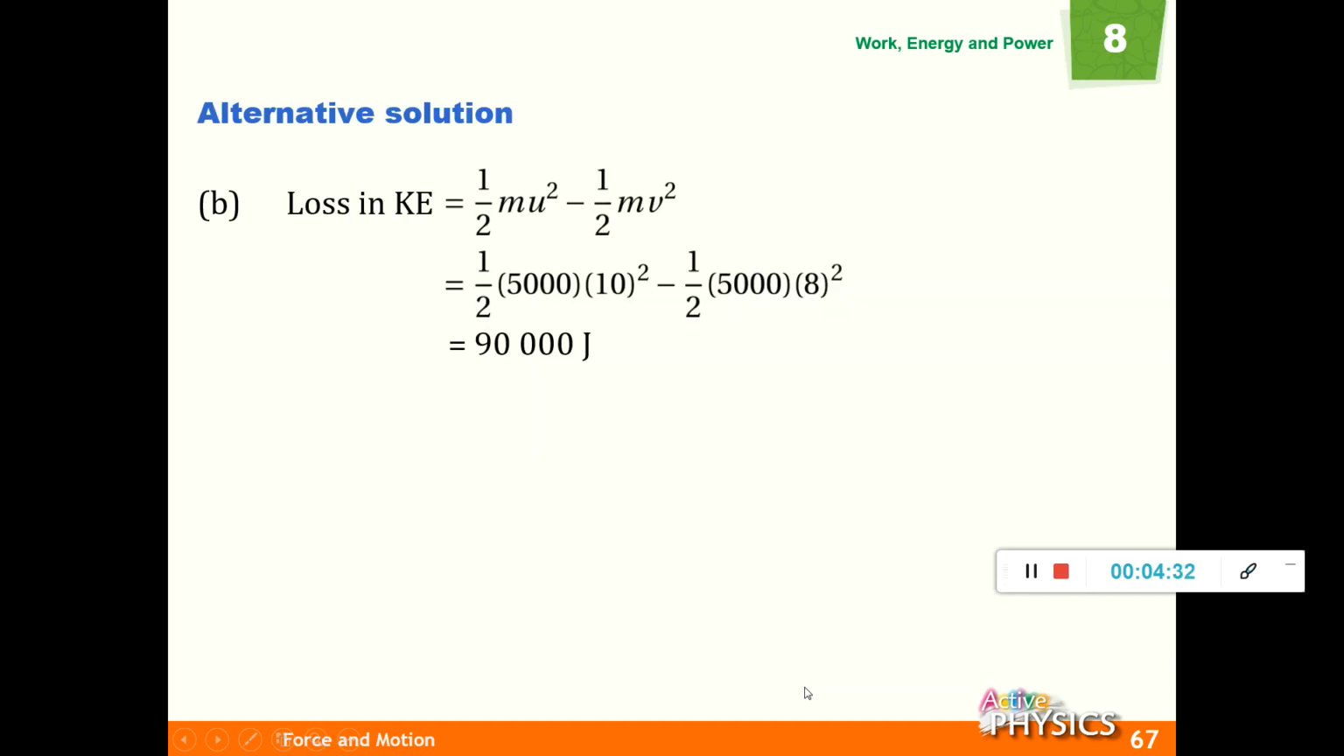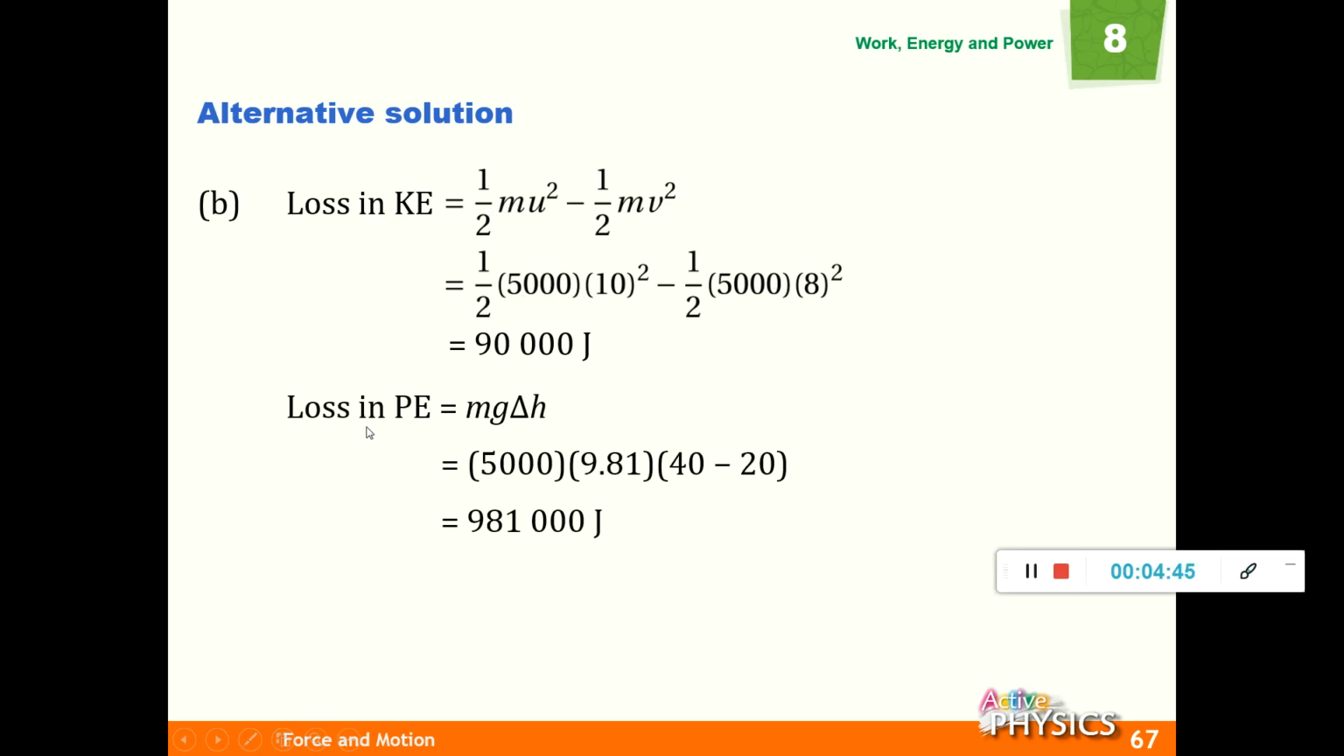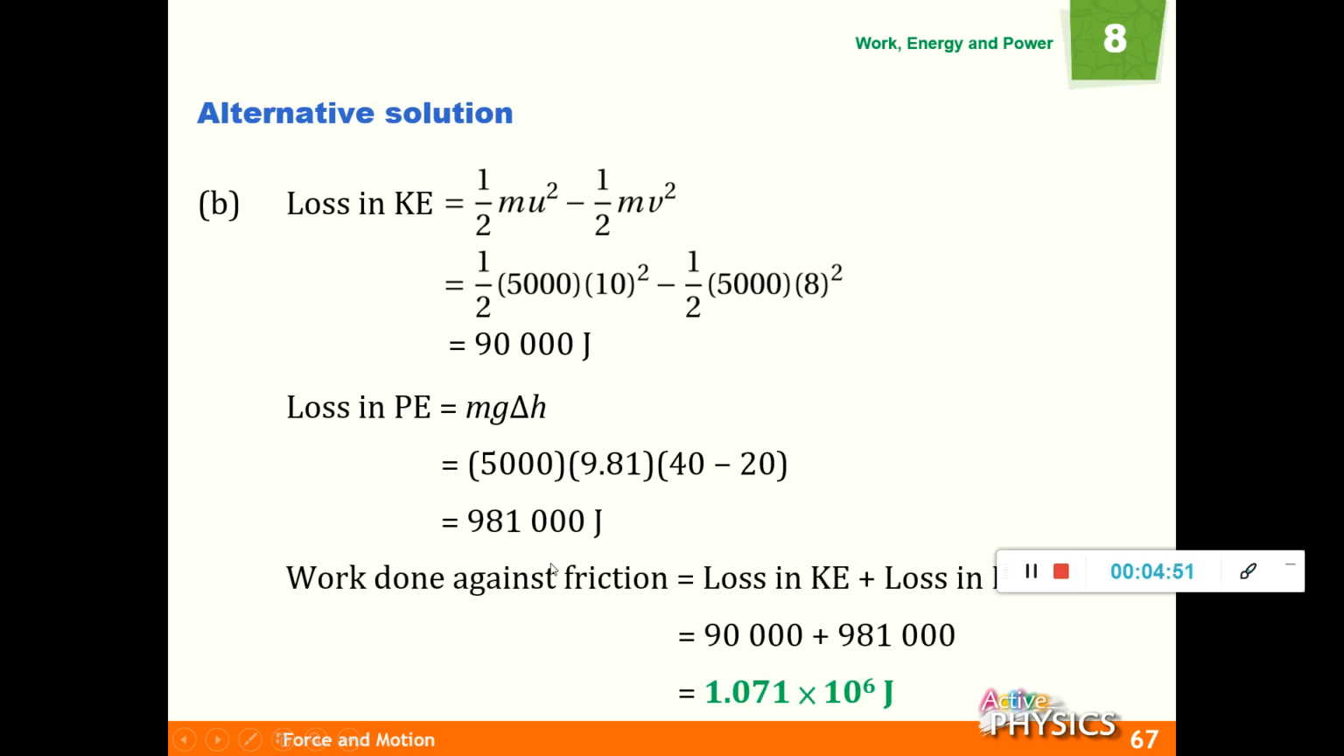Part B. We have the other solution: loss in KE, from initial to final speed, and also loss in GPE, the height difference. All the loss should be converted into work done against friction. So we just add them together. This one will be the other answer.